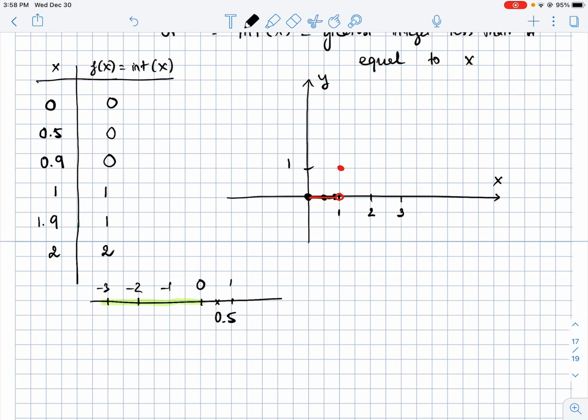The integer that is less than or equal to 2 is 2. So we plug in those points, 1.9, 1, and 2, comma 2. So we have those connected points, and then at 2, comma 1, we have the open circle, so a jump. You continue to do that, and you will see what the graph of the function looks like.